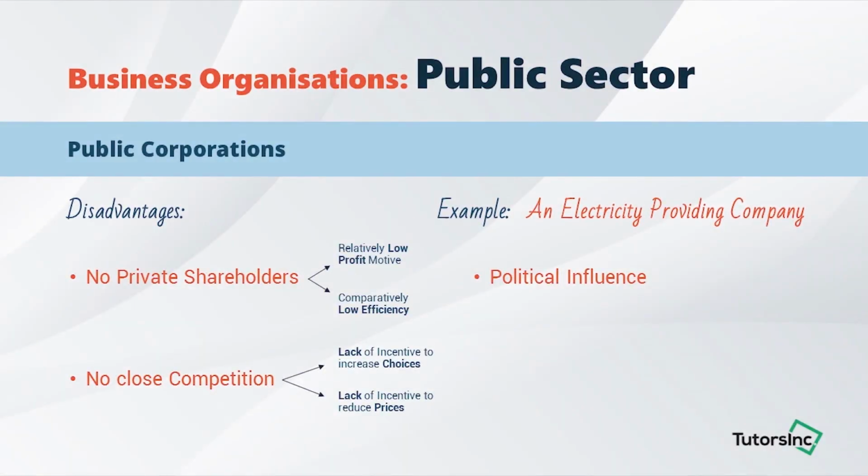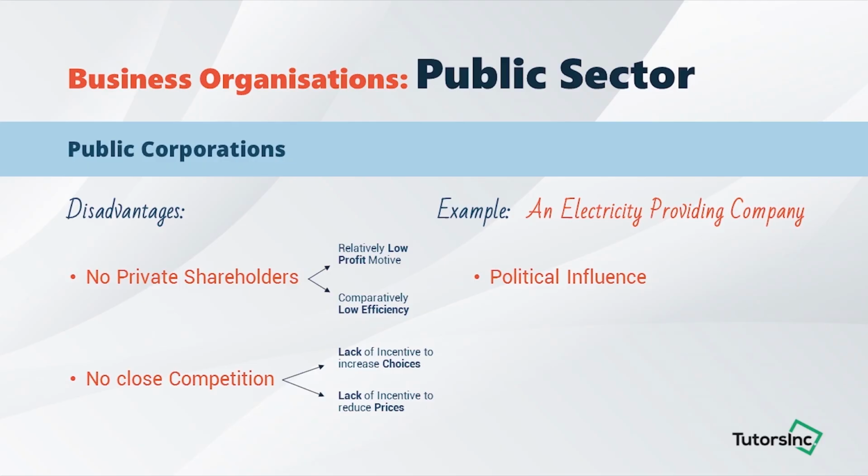In contrast, there are a few drawbacks of public corporations as well, which are as follows. First of all, there aren't any private shareholders, so there is relatively low profit motive and comparatively low efficiency. Another problem is that there is no close competition, which leads to a lack of incentive to increase choices as well as a lack of incentive to reduce prices despite providing them at a non-profit price. And lastly, political influence. The government might have ulterior motives like increased jobs right before elections to gain votes. This prevents them from operating like other profit-making businesses.